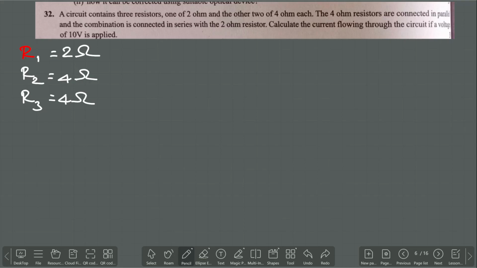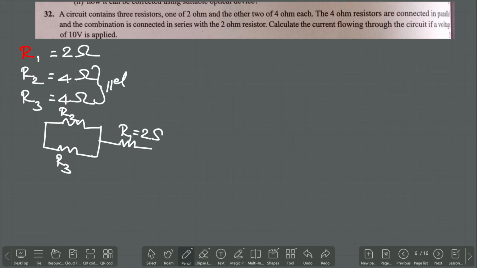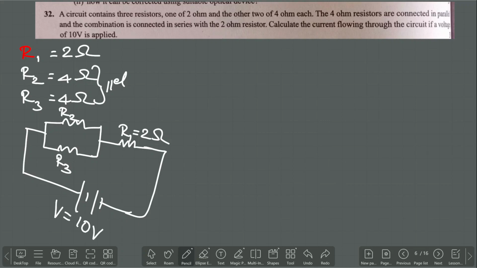The 4 ohm resistors are connected in parallel. These two are connected in a form of parallel. So what is meant by parallel combination? When the resistors are connected to a common point, it is called a parallel combination. Let us write it as R2 and this one as R3. And this combination is connected in series with the resistor of 2 ohm. That means R1 is going to be 2 ohm, which is connected to a battery of potential difference V equal to 10 volt. So this is the question they gave.